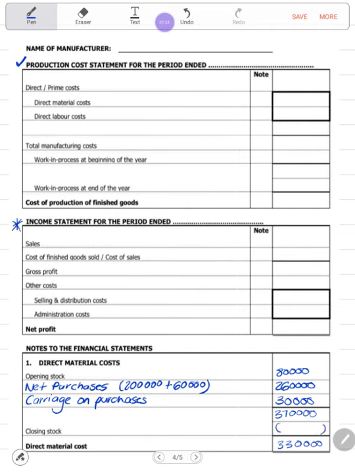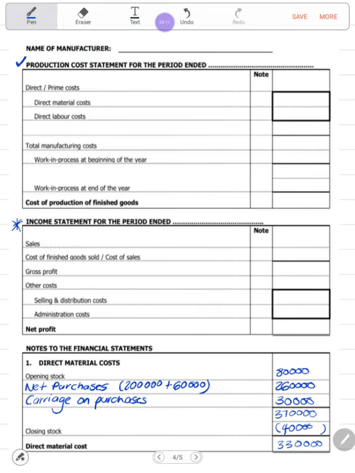All right, 330,000 subtract 370,000 will give us a difference of 40,000 Rand. All right, now note number 1 is finally complete. Moving on to direct labor.